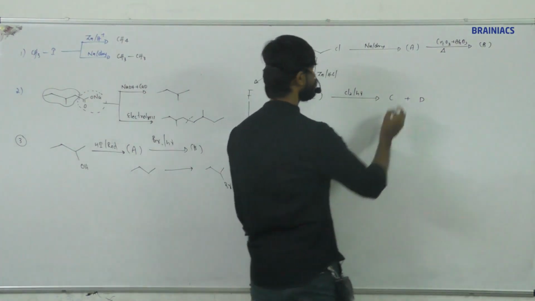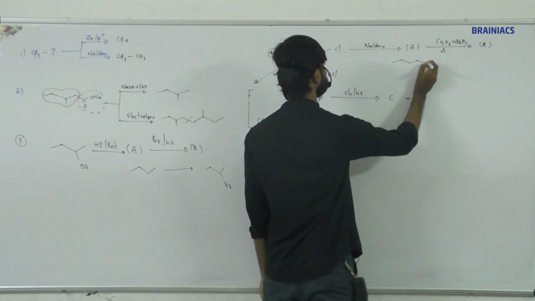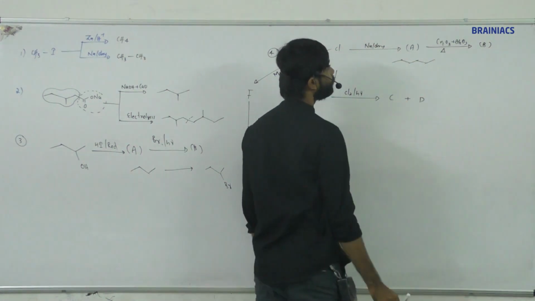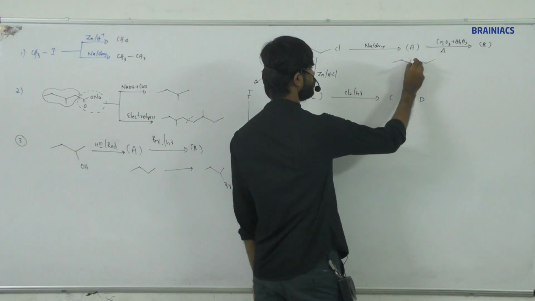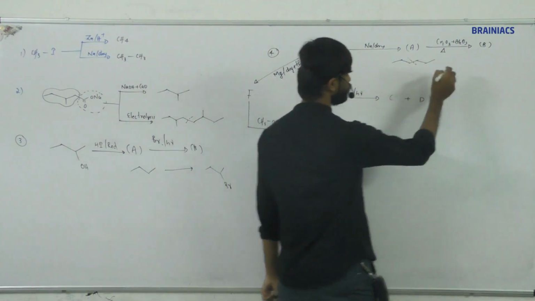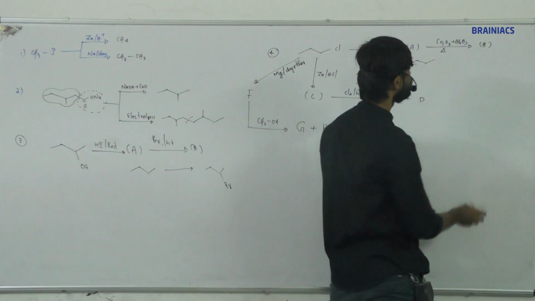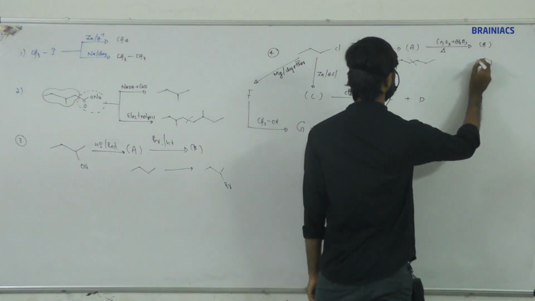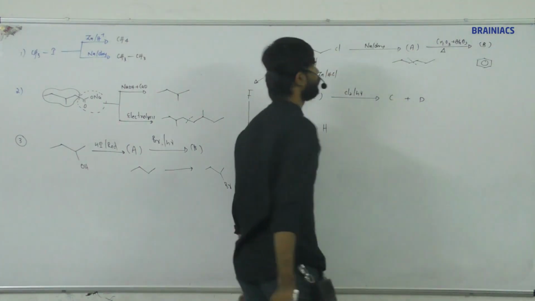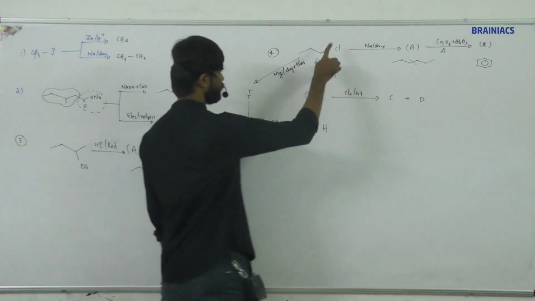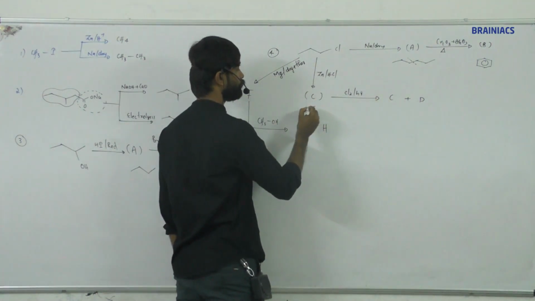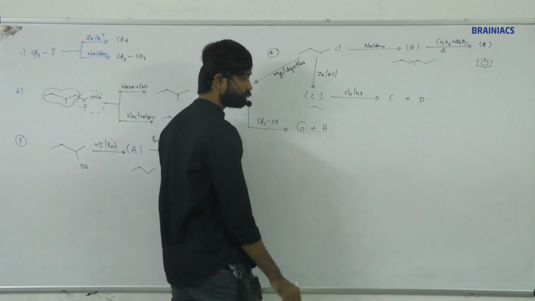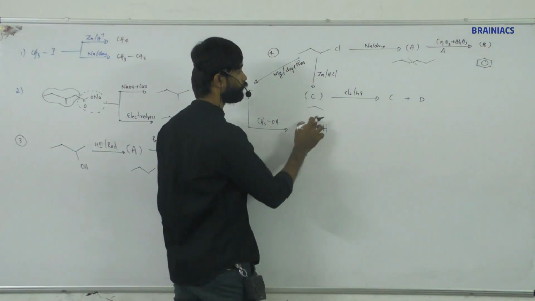N-propyl chloride, which on Wood's reaction forms normal hexane. Normal hexane on aromatization gives benzene. Okay, the very same N-propyl chloride on reaction with zinc forms propane.